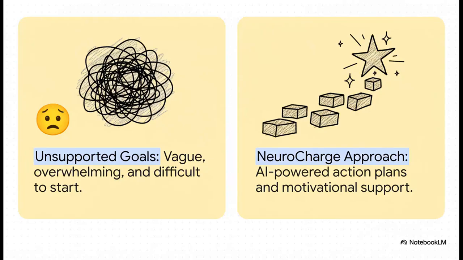And this really highlights a massive difference. Without support, big goals can just feel so vague and, honestly, overwhelming. A more modern approach uses technology, like AI, to help break those goals down into a really clear, step-by-step action plan. And it can even offer motivational support to keep you on track. It's a total game changer.